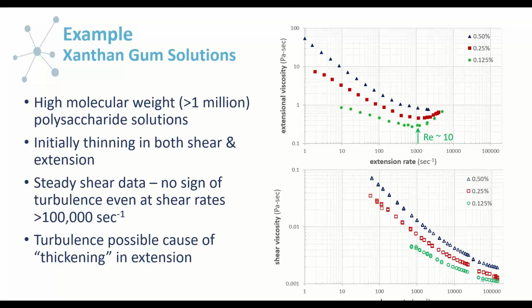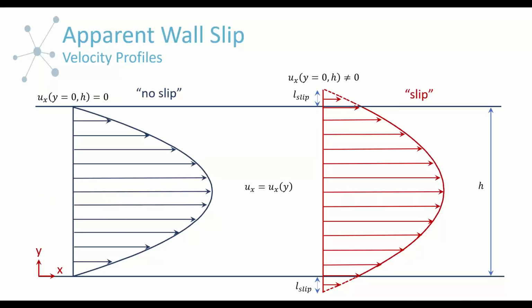So you want to look at this and say, here's a good example of looking critically at your data. It's always exciting to have unique rheology behavior, particularly something that's thickening, but you have to ask yourself and do the analysis and say, is this real or is this an artifact? Okay, so let's move on to our next topic, and that would be apparent wall slip.